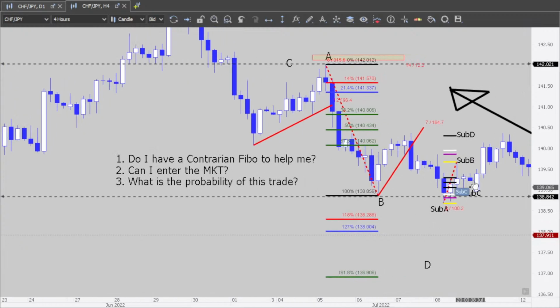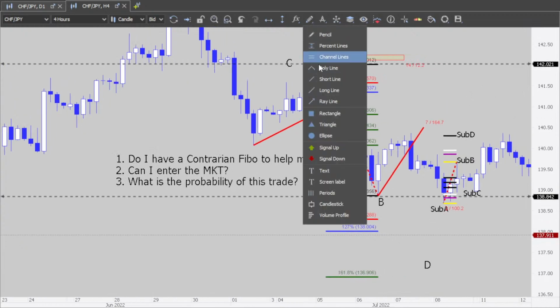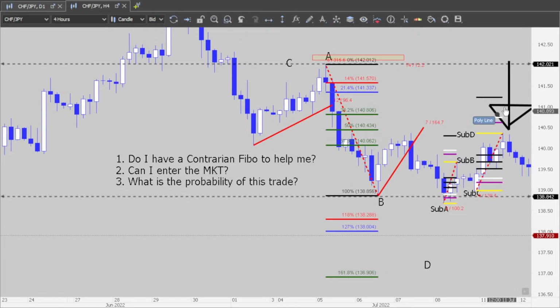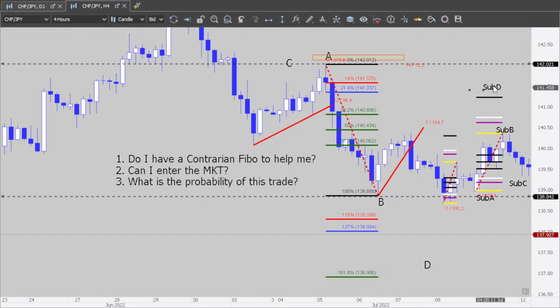And the same rules apply. Here, the market sub A, sub B, sub C, sub D. So the market hit the sub D extension. We need to readjust our contrarian Fibonacci. So this is the new sub B, this is the new sub A, this is the new sub D.